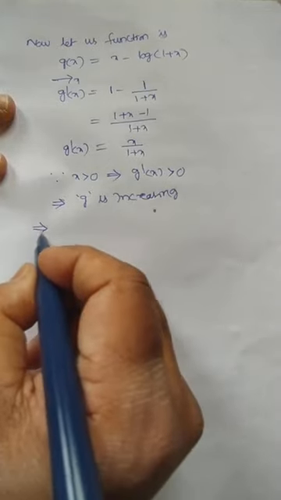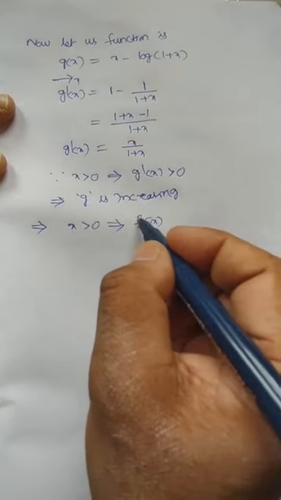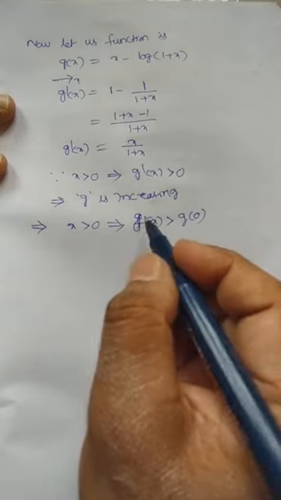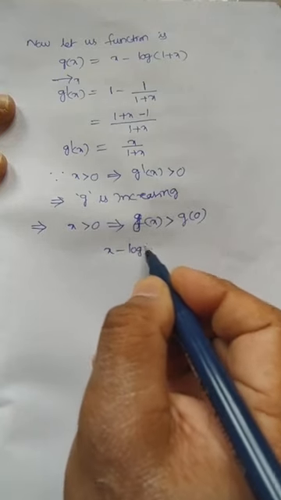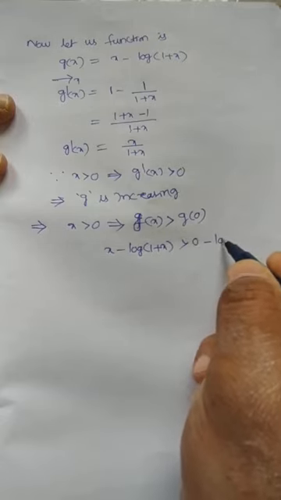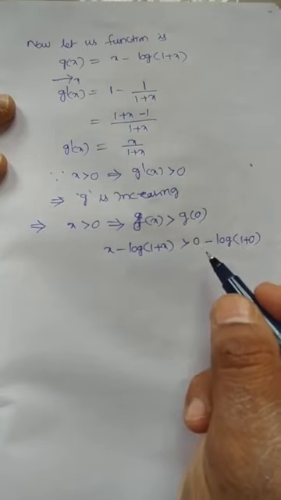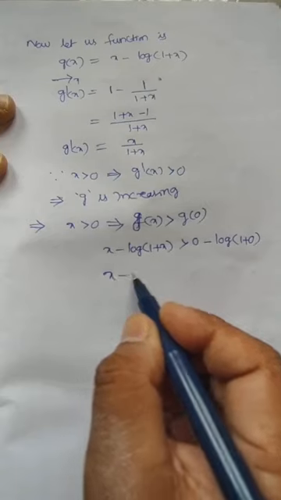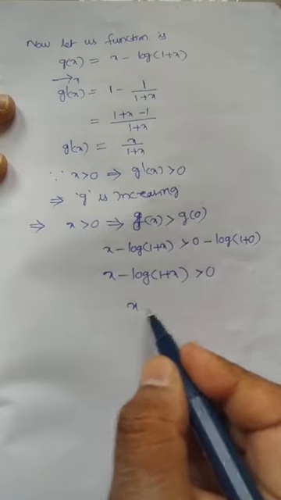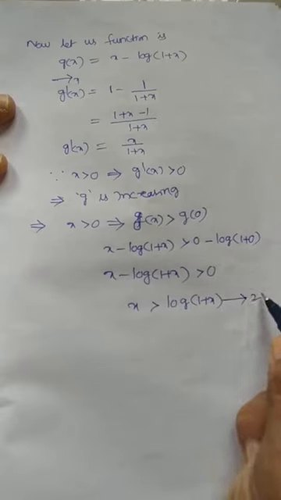So that implies x greater than 0, from the definition of the increasing function, g of x must be greater than g of 0. What is our g of x? X minus log of 1 plus x is greater than g of 0, which is 0 minus log of 1 plus 0. So 0 minus log 1 is also 0, 0 minus 0 is 0. So x minus log of 1 plus x is greater than 0. So I got x greater than log of 1 plus x. This is equation number 2.